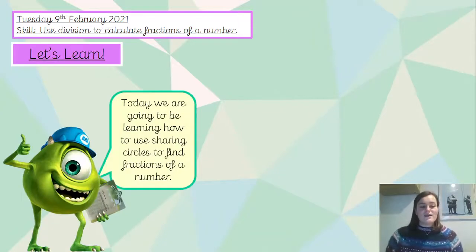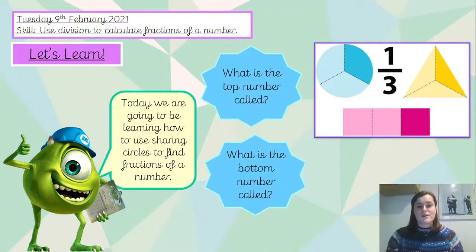Okay, so today we are going to be learning how to use sharing circles to find fractions of a number. So let's remind ourselves, this fraction says 1/3. What is the top number always called in a fraction? So it's the numerator, isn't it? The top number is the numerator. Can you have a go at saying numerator? Well done. Okay, what's the bottom number always called then? It's the denominator, isn't it? That's the tricky one to say. Can you say denominator? Well done if you said that, good job.